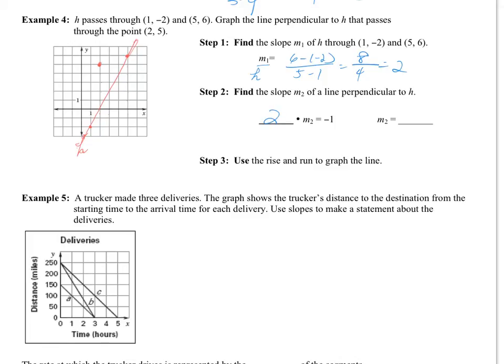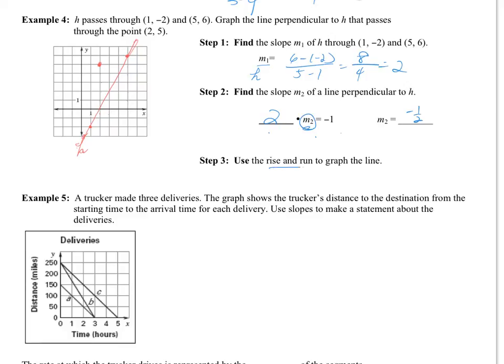How do you find the slope of the other line? You will take the negative reciprocal. So the negative reciprocal will be negative 1/2. So if we take 2 times negative 1/2, it will be equal to negative 1.